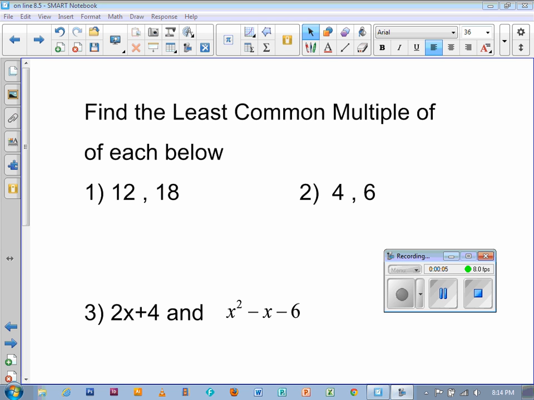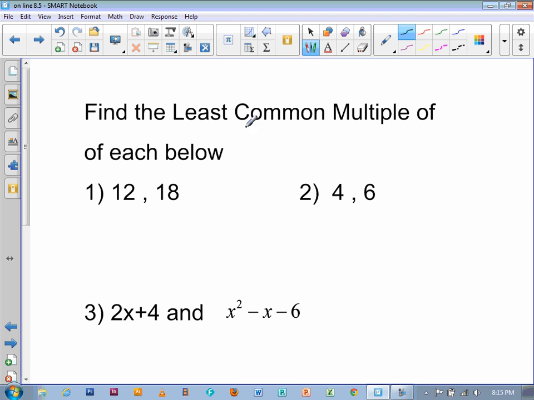Today's lesson will involve adding and subtracting rational expressions. One of the skills needed to add and subtract rational expressions is to find the least common denominator, or we're going to refer to that as the least common multiple. It's one and the same. Now, I'll first show you what it is with real numbers, and then we'll branch out into polynomials, and then we'll have you try one.